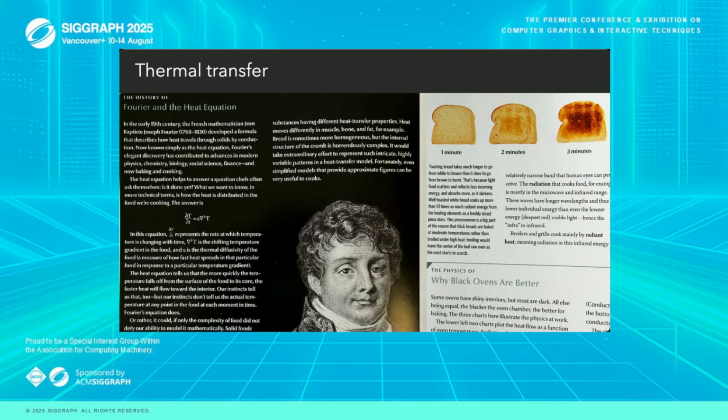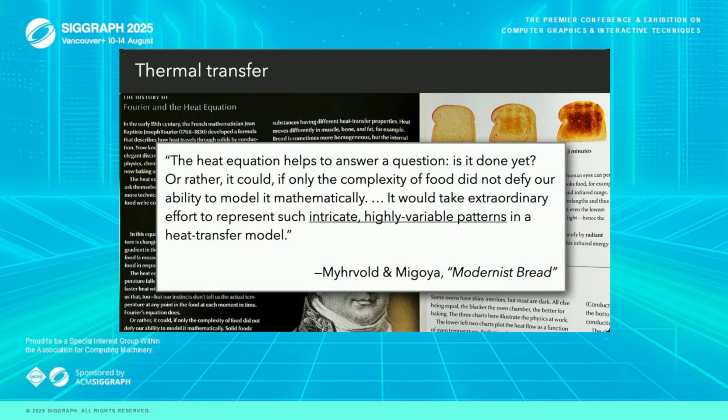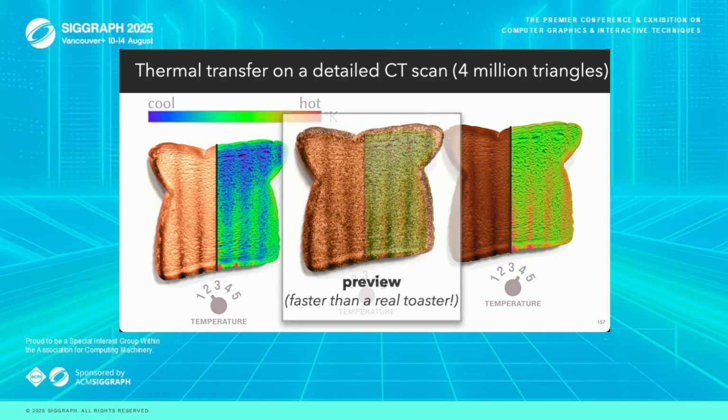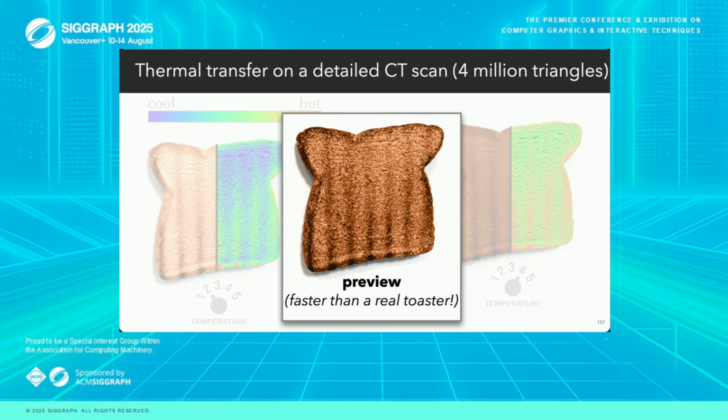Another example that's not from a math or an engineering textbook, but rather from a book on baking bread, essentially highlights that it would take an extraordinary effort to try to represent the intricate and highly variable patterns in a heat transfer model for baking bread. And we tried to take on this challenge in a toy model where we used walk-on stars to simulate how bread might brown under different toasting conditions. And we used a detailed CT scan of a piece of toast that has 4 million triangles. The interesting thing here is that the Monte Carlo solver can actually provide a preview faster than running a real toaster. And so this gives you a chance to see how your toast is going to turn out while you're waiting for it to toast.